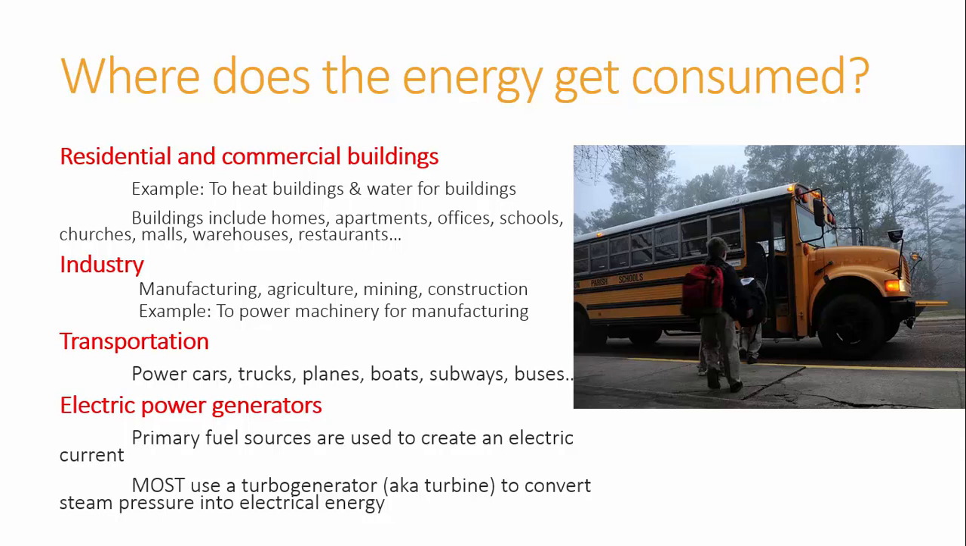Most electric power generators use very similar technologies. They almost all use a turbo generator, also known as a turbine, that converts either pressure from steam, or in the case of a windmill, the turbine is just being pushed around by the wind. And then there's a generator inside that converts that energy of motion, or the steam pressure. It pushes the turbine, and that creates electricity through an electromagnetic system.